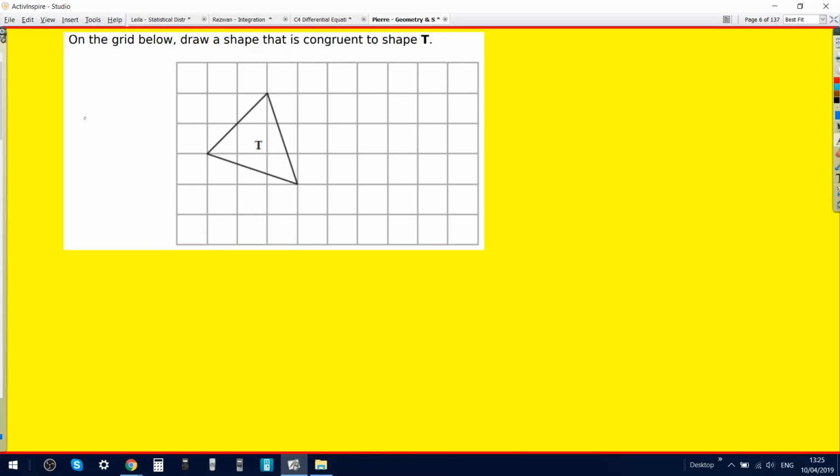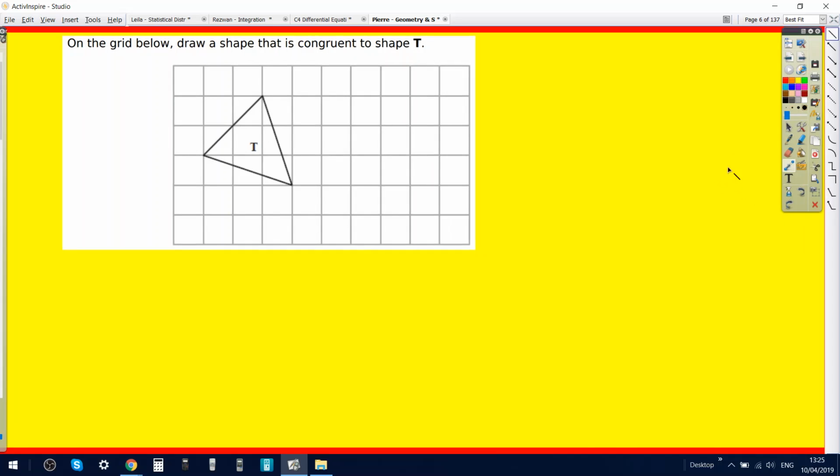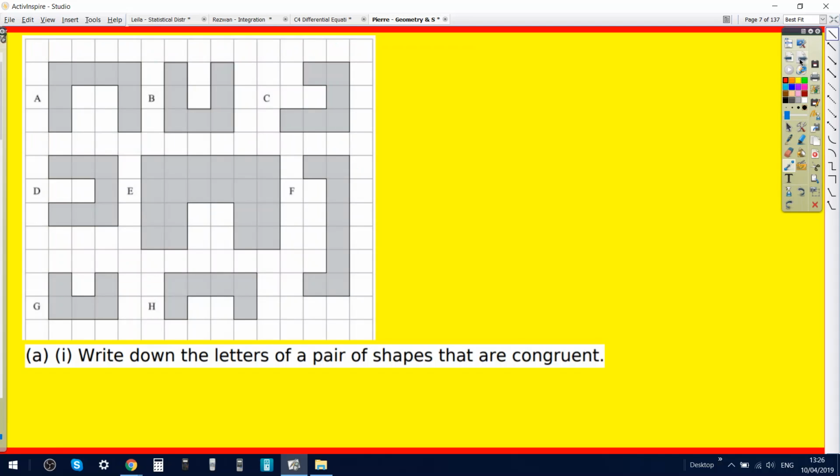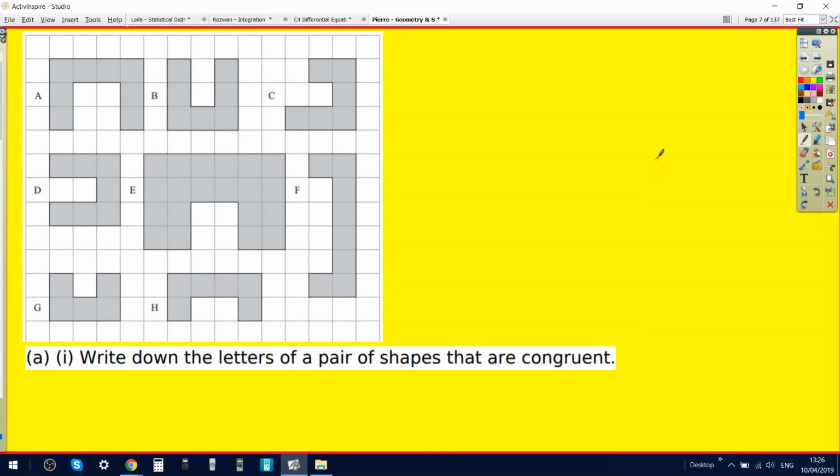How would you do this one? Okay, draw the shape. Just literally draw a shape identical to it on the other side. So that's 2 diagonals. That's 1 right, 1, 2, 3 down, and the last side you get for free. Pair of congruent shapes. So the D and B. Yes. Great.